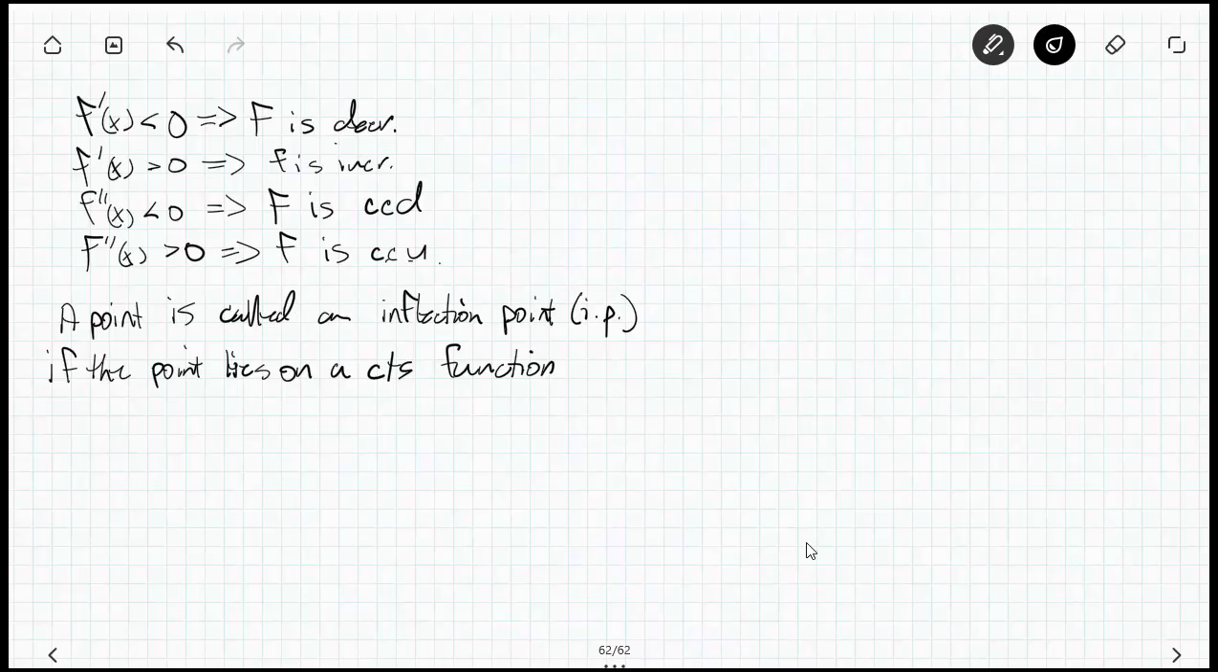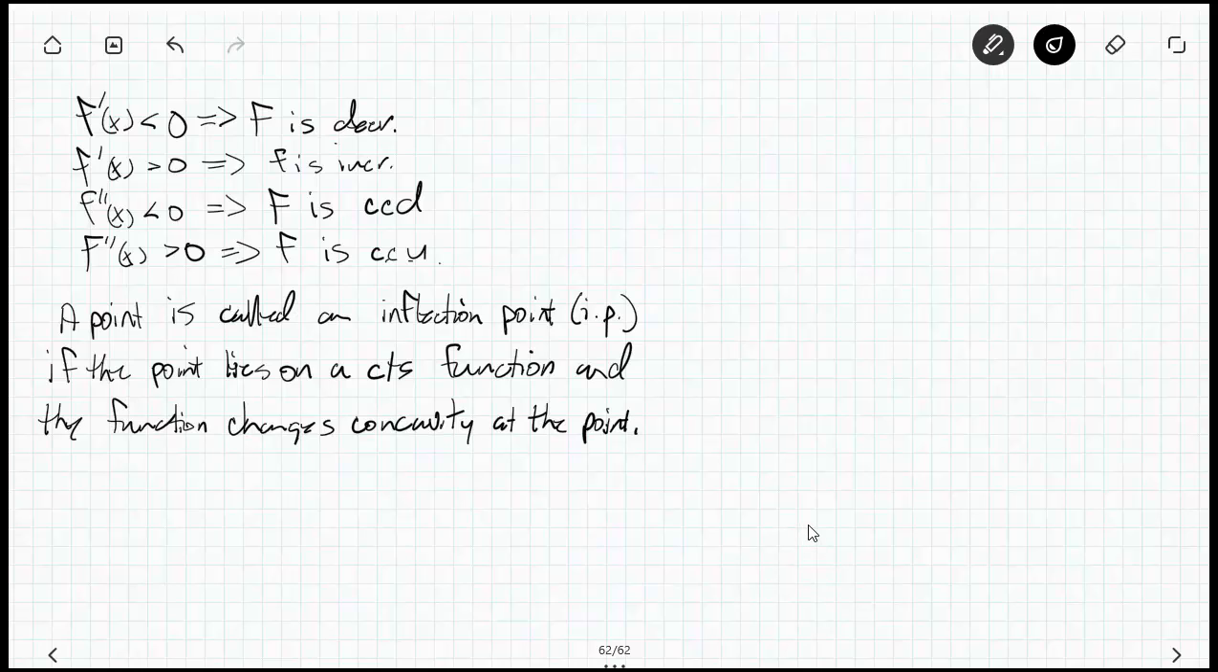All right, if the point lies on a continuous function and the function changes concavity at the point. In other words, an inflection point is a point where concavity changes. However, that function has to be continuous. Now, by change of concavity, I mean it goes from concave up to concave down, or concave down to concave up. All right, that's what happens. It's got to change concavity.